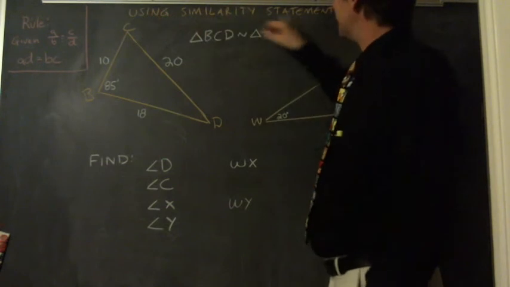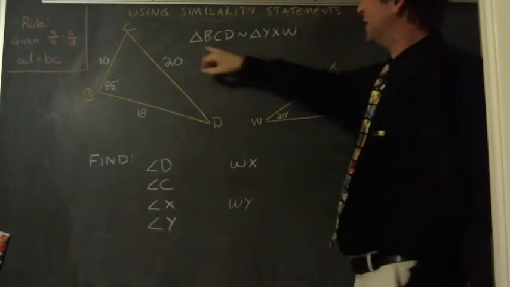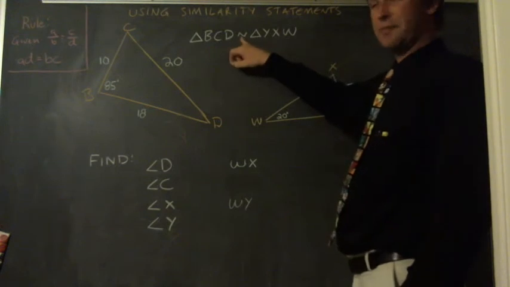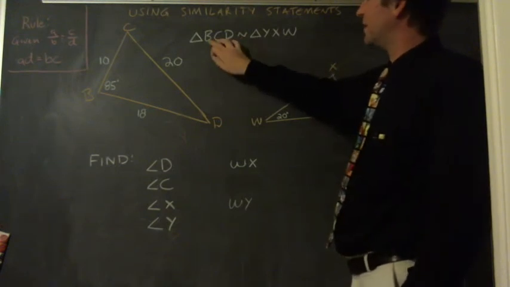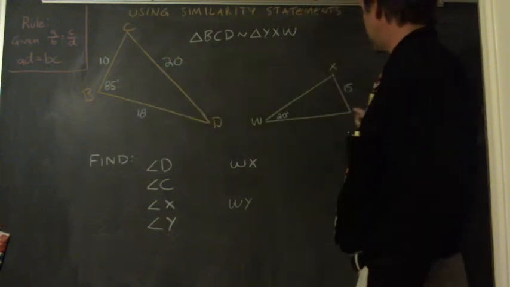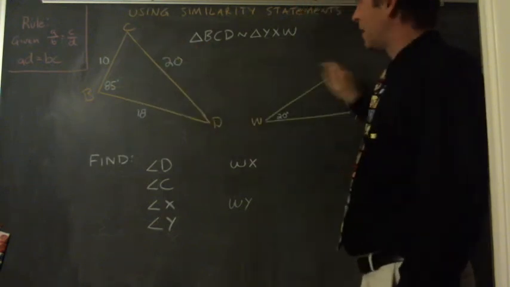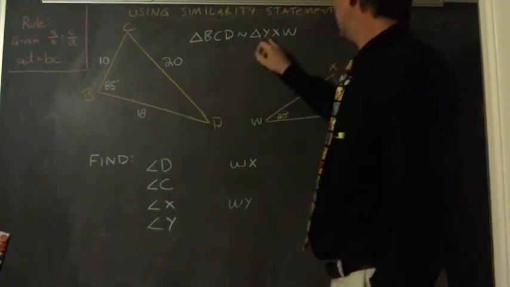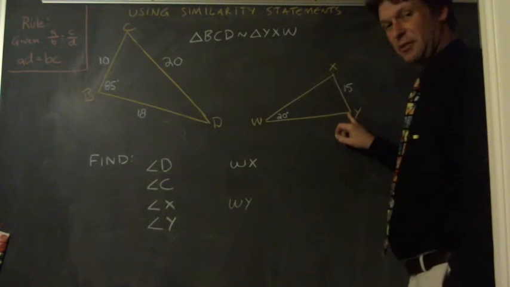Using similarity statements. That's what we're going to do. This triangle is similar to this triangle. Tilde means similar. Similar means that the sides, BC, YX, are going to be proportional, and the angles, B and Y, are going to be congruent.